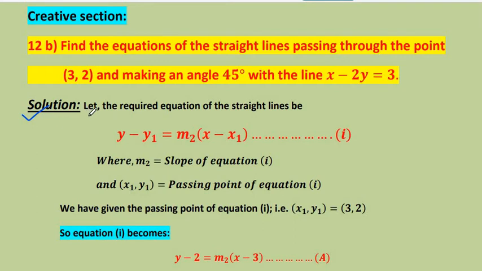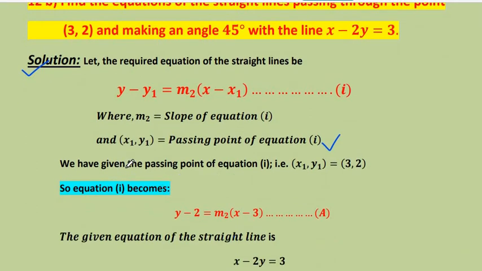In the solution, I have considered the required equation as y minus y1 equals m2 times (x minus x1), and you know that we always consider the slope of the required equation to be m2. Because of that, I have written here that m2 equals the slope of equation I, and (x1, y1) always represents the passing point of equation I. Up to this, I think there is no problem.